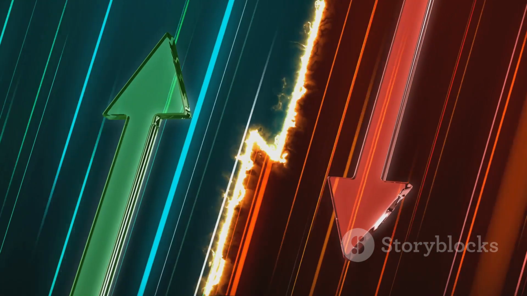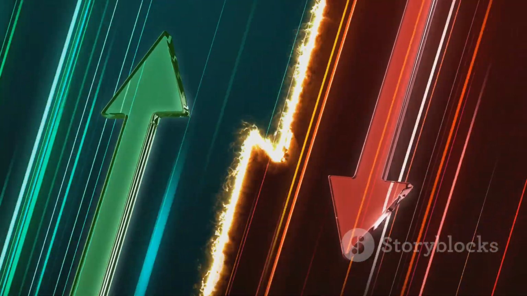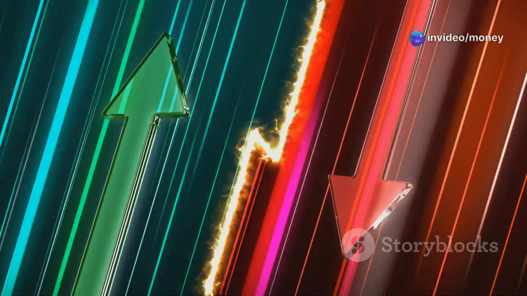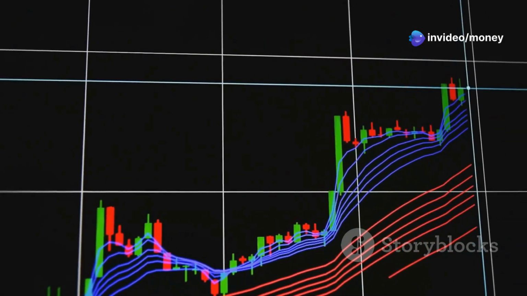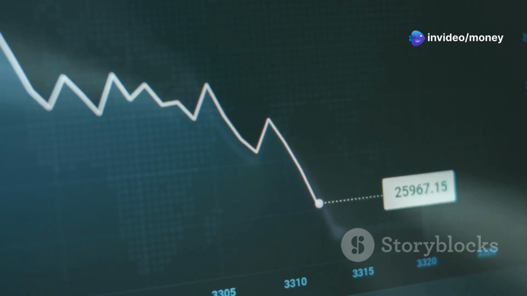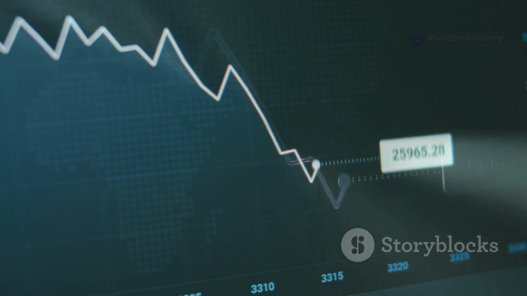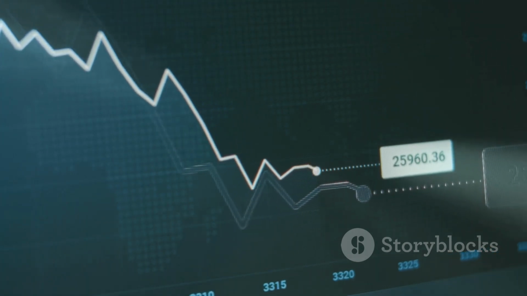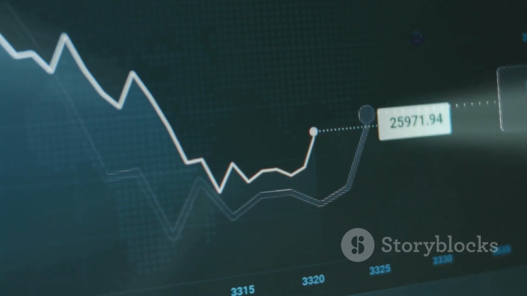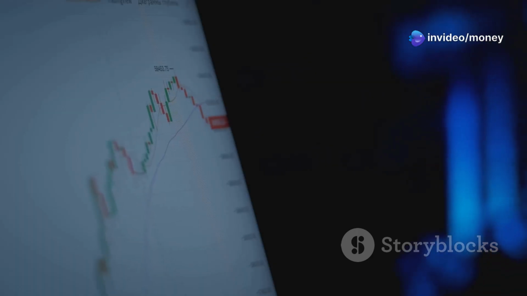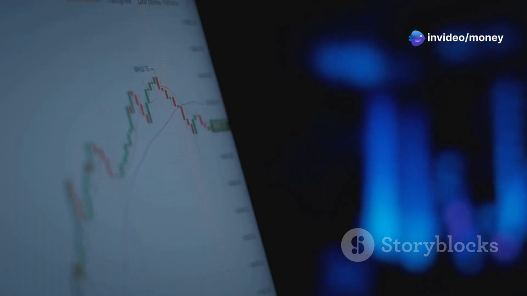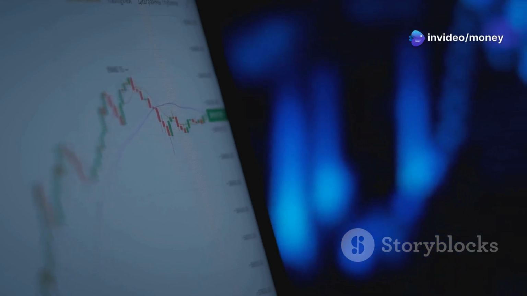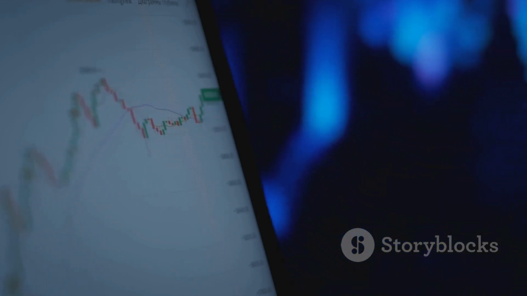So, when the ROC calculates this percentage, if the current price is higher than the price n periods ago, the ROC value will be positive. This indicates upward momentum, or buying pressure. Conversely, if the current price is lower than the price n periods ago, the ROC value will be negative, indicating downward momentum, or selling pressure. And if the price is exactly the same, the ROC will be zero, suggesting a lack of momentum or a sideways market for that specific period.